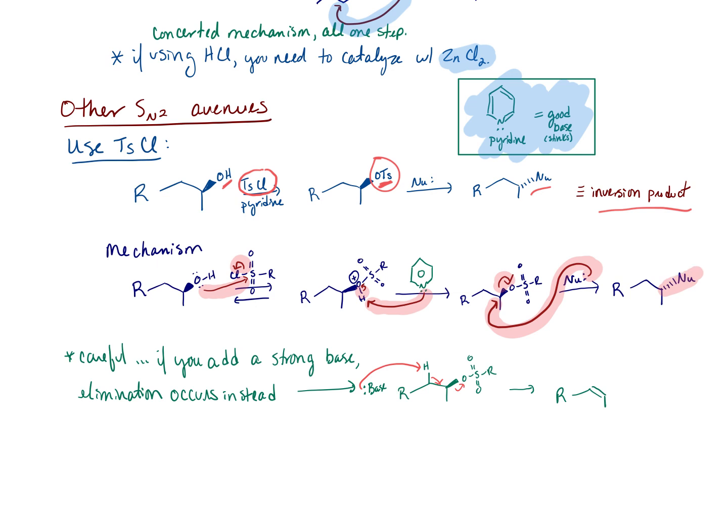And again, I'm pointing out that if you have a strong base, what can happen instead is you can get an E2 elimination where the hydrogen is removed, electrons come down, this comes off, and you end up getting that double bond. So just be aware of that. That can also happen.